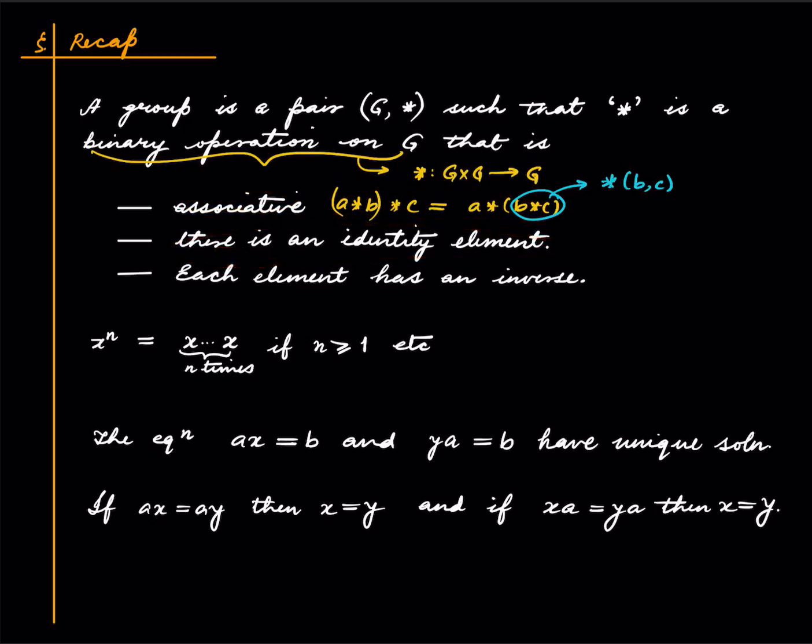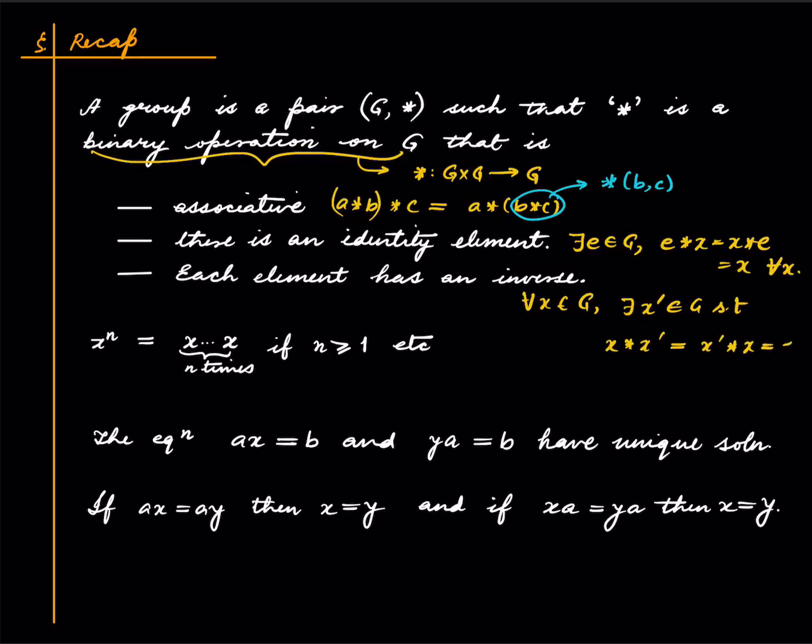The second is that there must exist an identity element, which means that there is some E such that E star X equals X star E equals X for all X in the set G. And each element has an inverse, meaning for all X in G, there exists some X prime such that X star X prime equals X prime star X equals E. Before we even make this statement, we showed that the identity is actually unique, even though we have only insisted on its existence. So there is a unique identity, and this thing is equal to that unique identity.